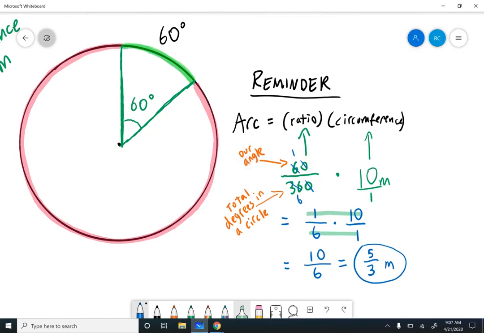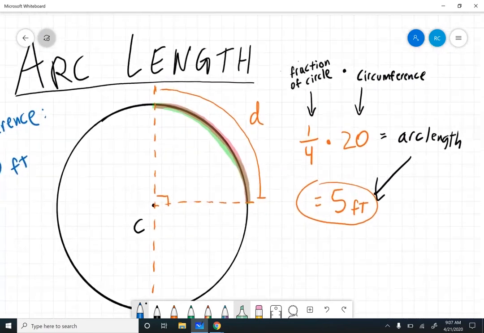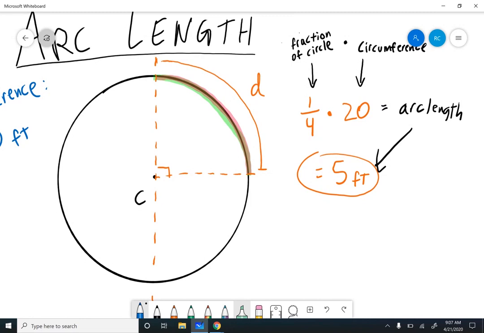Okay, so again, you already know how to do all the pieces of this. You already know that to find 1/4 of the circumference of a circle, you take the circumference and you divide it by 4, or you multiply it by 1/4. Those are the same thing.